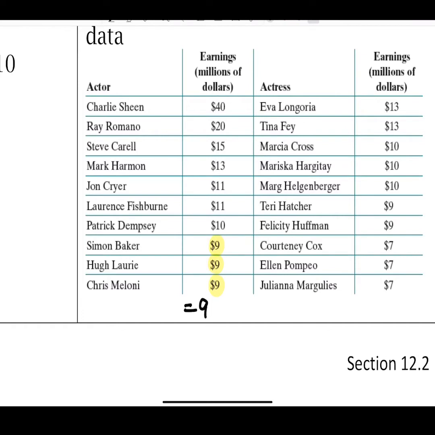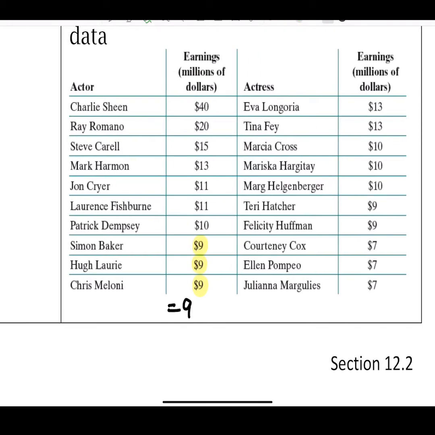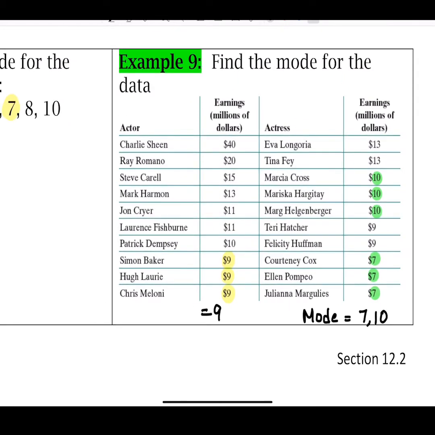Now let's look at the actresses. What number occurs the most? I have 10 occurring 3 times and also 7 occurring 3 times. So when you have two numbers occurring, the mode here is, remember, you don't add, you don't subtract. So the mode is 7 and also 10. So you have two modes here. Perfect.